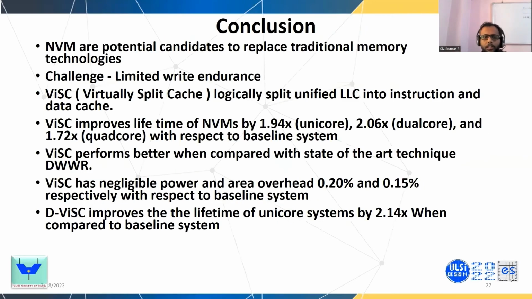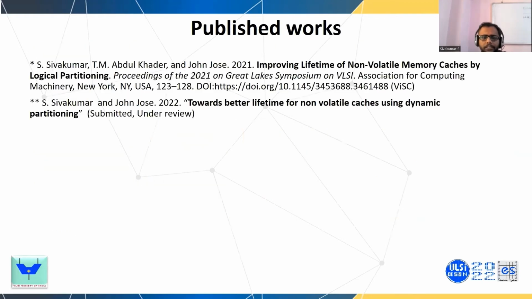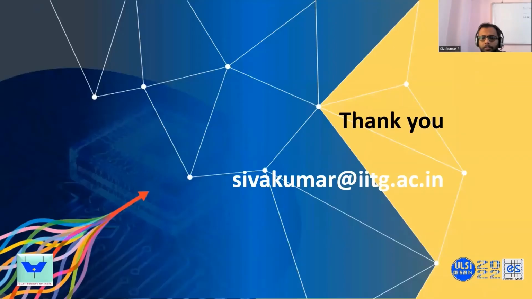To conclude, NVMs are potential candidates to replace traditional memory, and we have the challenge of limited write endurance. Our proposed techniques, DWISC and WISC, could improve the performance. WISC improves the lifetime by 1.94, 2.0, and 1.72 times for unicore, dual core, and quad core respectively. These are some of the published and submitted works from these two works. For any further discussion or clarification, you can always reach out at my email ID. Thank you.